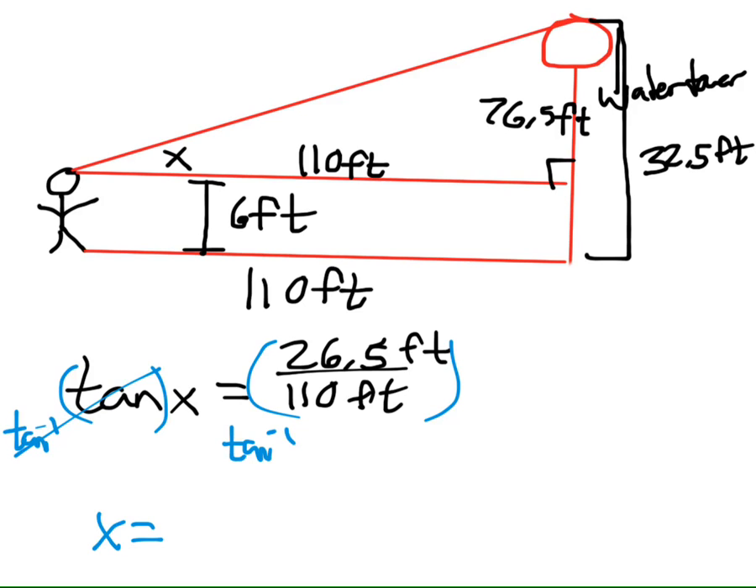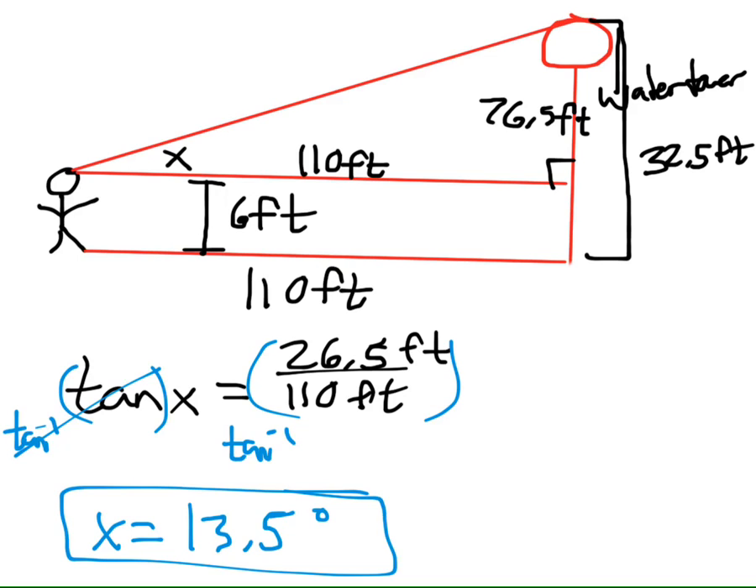So on most of your calculators, you can do tangent inverse. The parentheses will come up, and then you do 26.5 divided by 110. Close the parentheses, hit enter. On some of your calculators where you can't see it all on the screen, you need to do 26.5 divided by 110 first, and then do the tangent inverse of that. And I think when you do that, tangent inverse of 26.5 divided by 110, it should be about 13.5 degrees. So if you're not getting that, let me come check that.